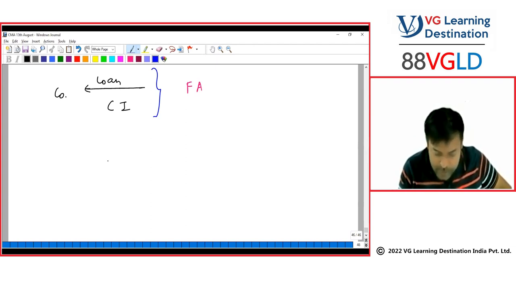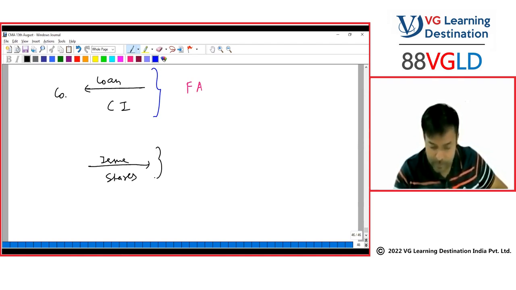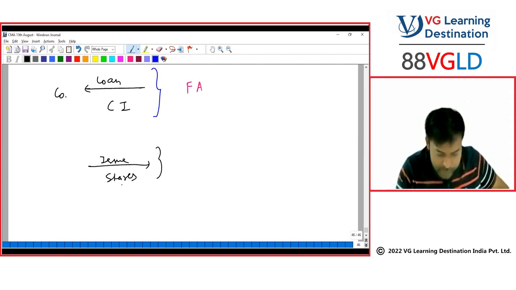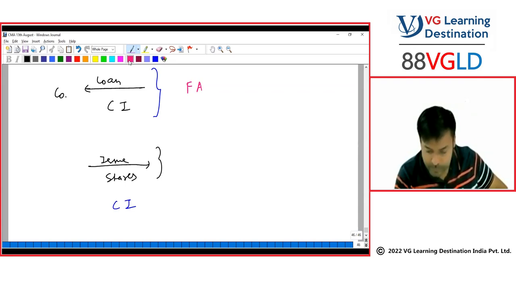Company is issuing the shares. CI or CO or nothing. Cash inflow. Brilliant. Because you are receiving cash. Very nice. Which activity is that? It is going to be, no Praveen, it is going to be FA.